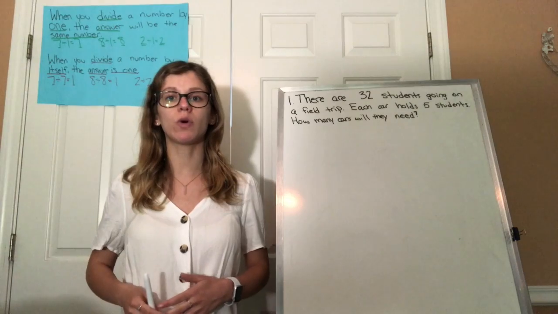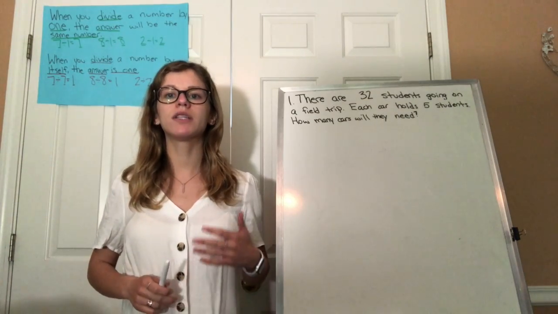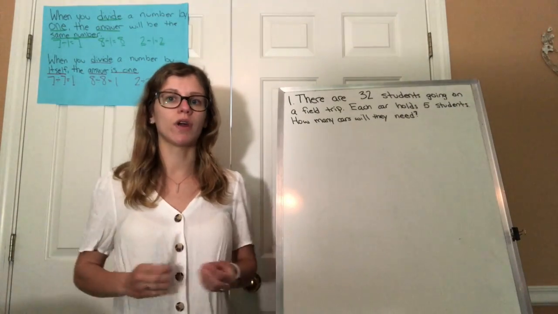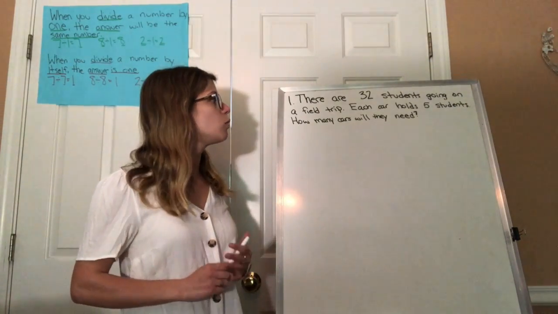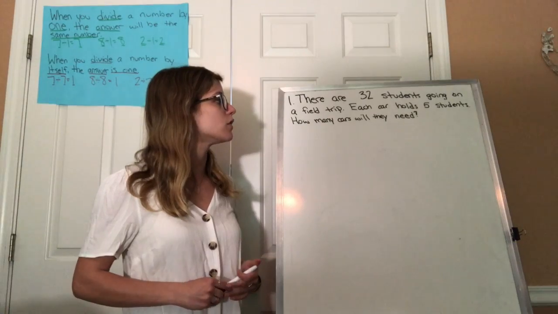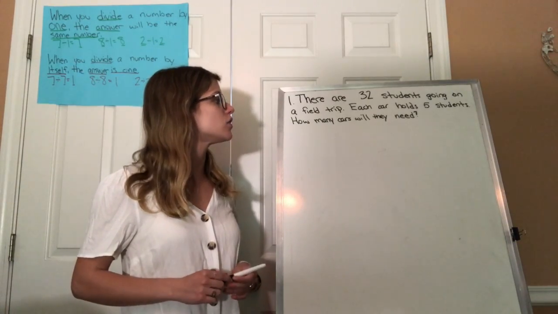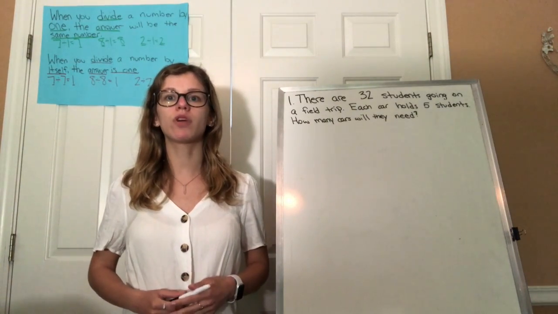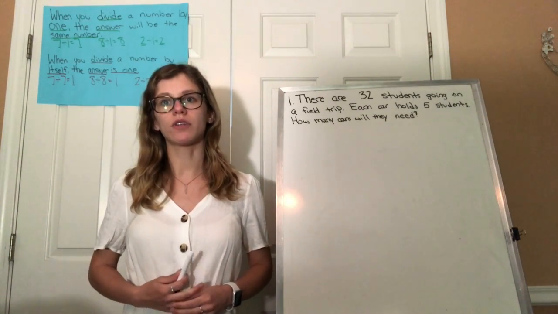What I want us to do is work on problem 1 from your have-to from yesterday, on page 475. And we're going to dive in and think about what this means. What does it mean when things are left over, or remainders? So the problem was: there are 32 students going on a field trip. Each car holds 5 students. How many cars will they need? Pause me and think about what division problem you were being asked to solve for this problem.